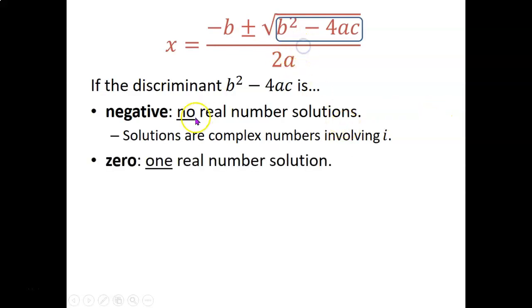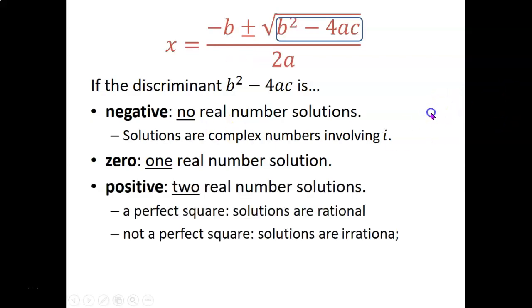If the discriminant comes out 0, then you just get one solution. Because instead of getting two different solutions, one when you do the plus and one when you do the minus, you get the same thing twice, because plus 0 and minus 0 give you the same thing.